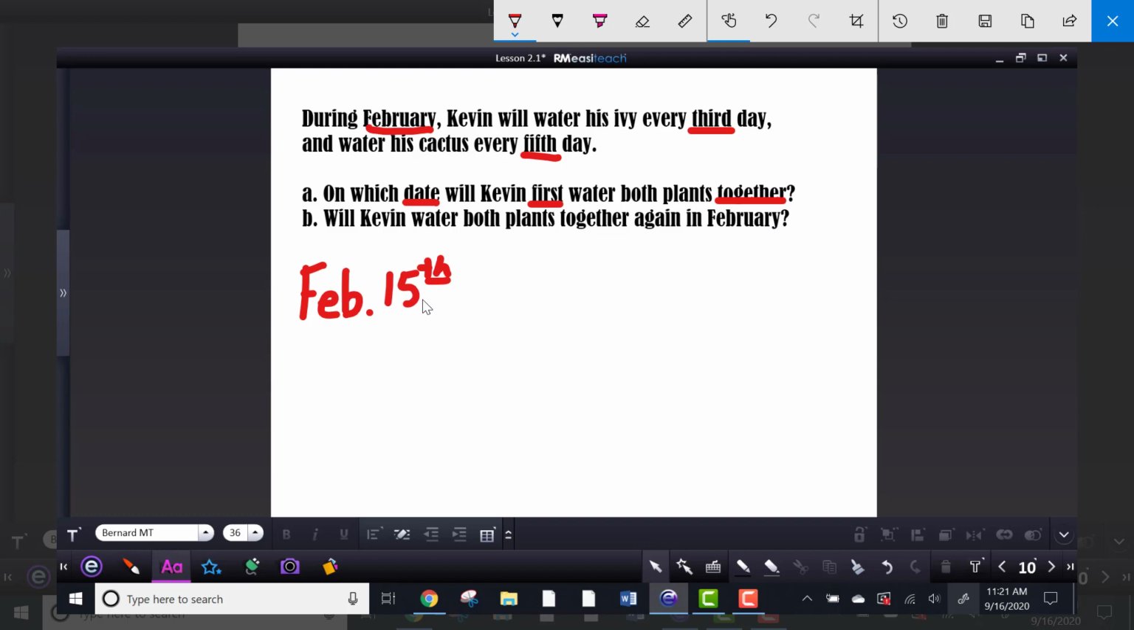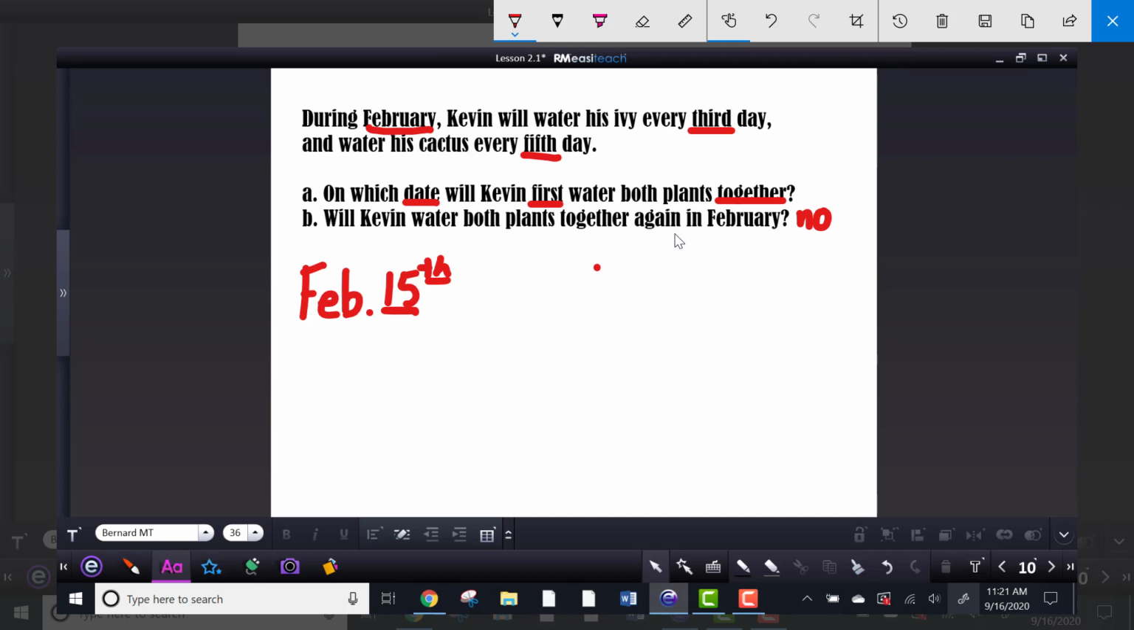They're asking now, will Kevin water both plants together again in February? If the 15th is the first day, take 15 times 2, which gives February 30th. That's not going to work because there's not a February 30th. Even if it's a leap year, February 29th is the longest February would go. So will Kevin water both plants together again in February? The answer is no. It's so sad. Doesn't mean he's not going to water them again, it's just not together on the same day. So Kevin will get kind of a break in February.